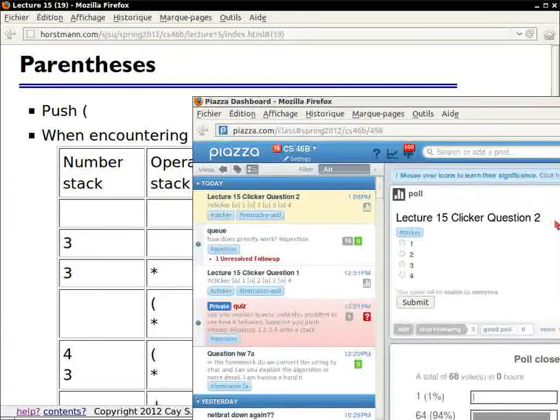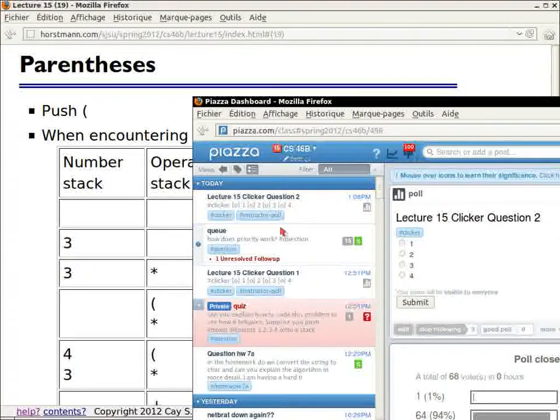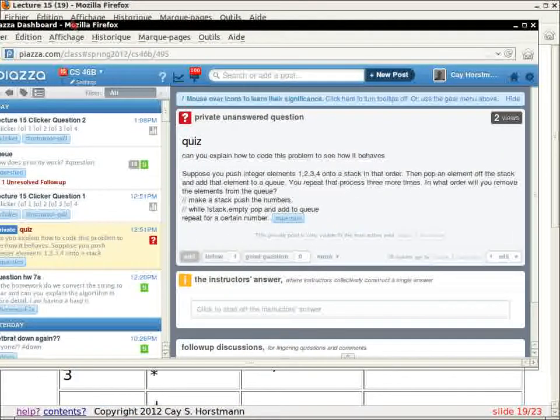All right, let's see. There was one more question that I noticed popping up on the quiz. It says, suppose you push integer elements 1, 2, 3, 4 onto a stack in this order. So I'll do it 1, 2, 3, 4, and I'll make my stack grow upwards. Then I pop them off and add them to a queue. So I take the 4 and move it into a queue. Now it's at the end of the queue. I repeat that 3 more times, so they all end up at the end.